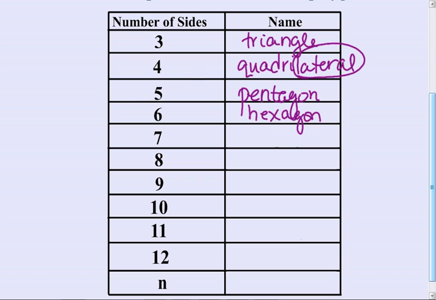Seven. There's two ways to name this. What do you guys call seven? A septagon. That's the French one. Heptagon. I think that might be Latin. Sept is French for seven. So I know that one. It doesn't matter. I'll take either one.